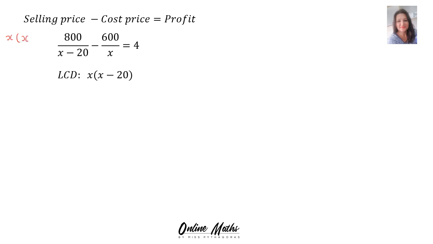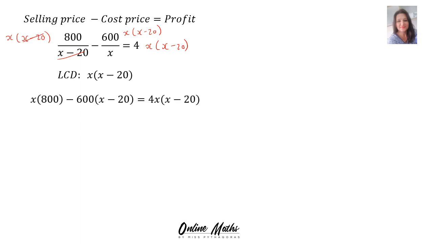So it's X bracket X minus 20. The second term, X bracket X minus 20. And the last one, X bracket X minus 20. Now, X minus 20 and X minus 20 can cancel. And I'm left with X bracket 800. In the second term, X and X will cancel, and I'm left with negative 600 bracket X minus 20, and on the right hand side, it's 4X bracket X minus 20.